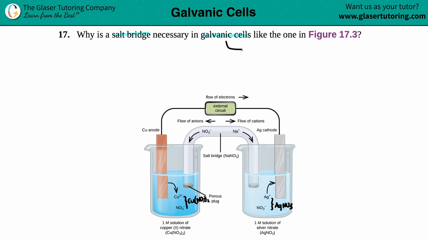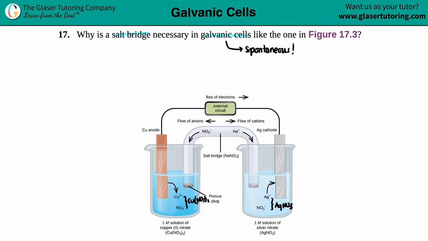Just know that galvanic cells are spontaneous reactions. So they will run without any additional amount of energy. So no additional heat energy. You don't have to raise the temperature. It's just going to flow. But it's only going to flow if we add that salt bridge. Now, the reason being is that if I remove this salt bridge, these solutions are not going to be communicating with each other. There's not going to be any flow of electrons.